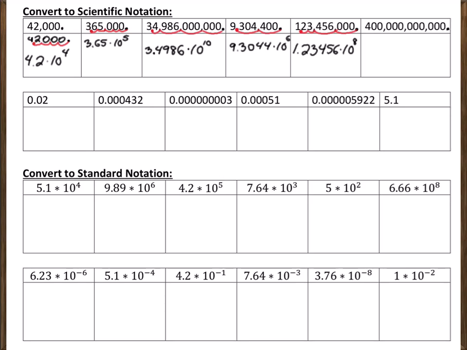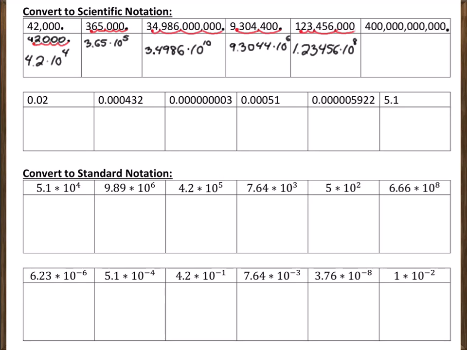So again, the decimal point is starting here, and where it needs to land is between the 4 and the 0, right there. So we'll count in threes, 1, 2, 3, 4, 5, 6, 7, 8, 9, 10, 11. So this becomes 4 times 10 to the 11th power. And that is 400 billion. So let's do this last example.